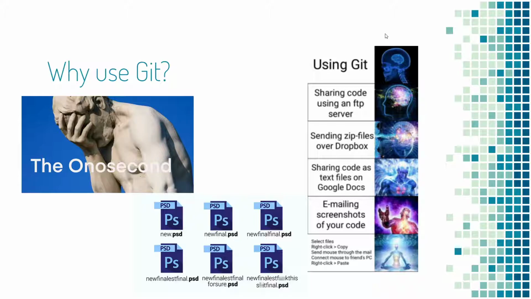And as I mentioned, you can also go back in time with Git and see the different iterations of your code. So if you have something called the oh no second, that instant where you screwed something up really bad, Git helps out with that. So you can just go back, undo your changes, go back to an earlier working version of the code.